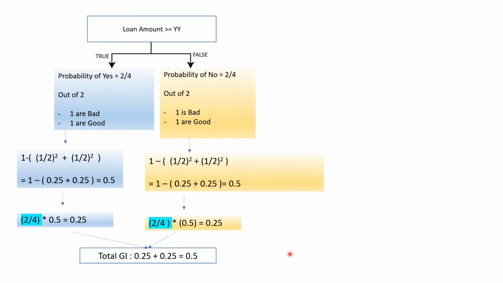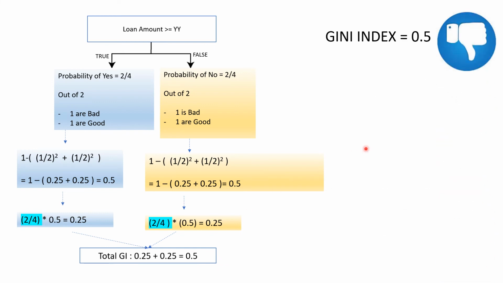The total Gini index is going to be, we are going to multiply by the probability here, right? 2 upon 4 multiplied by 0.5, which is 0.25. So even on this side, you're going to get 0.25. When you add this, the total Gini index comes out to be 0.5, which is not a good scenario because you're splitting in such a way that you are not getting a pure node anywhere, and it is mixed. You are getting a 50-50 probability of the record falling under the good category or bad category, right?